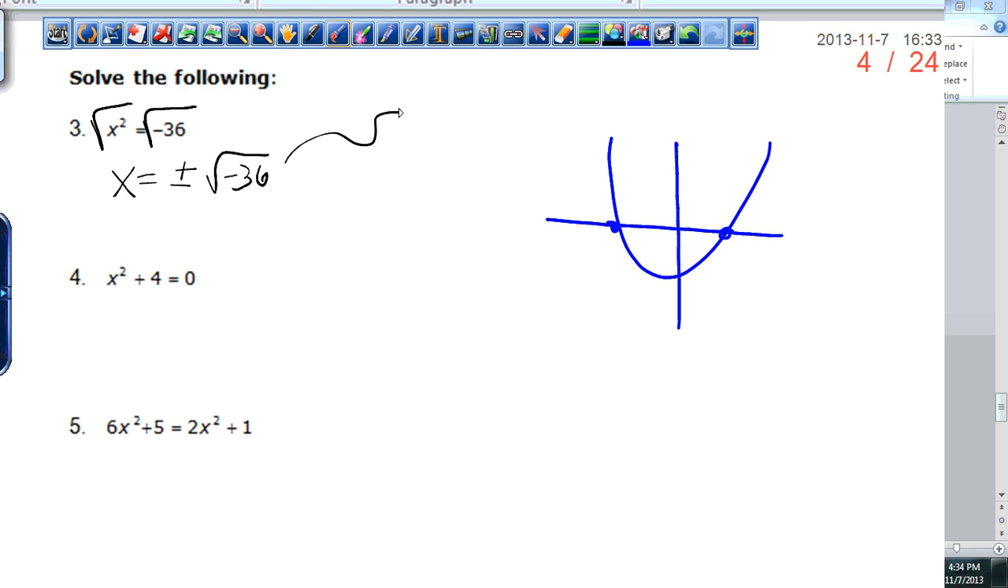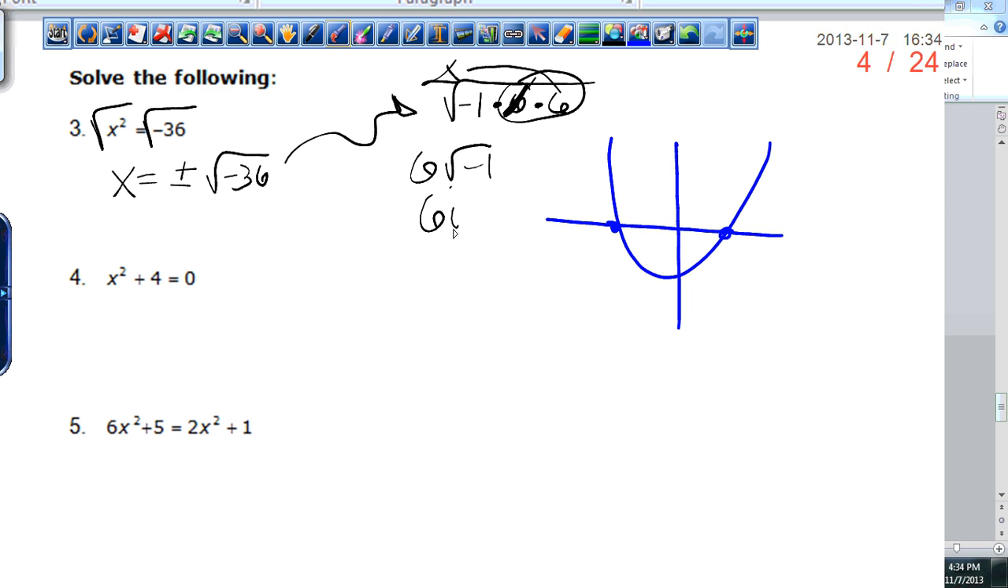Let's go over here and talk about what the square root of negative 36 is. Negative 36 is the same thing as negative 1 times 6 times 6. We talked about how if we have a pair of something, one's going to go away, and the other one's going to go on the outside. So then I have 6 times the square root of negative 1. Well, the square root of negative 1 is i, so I have 6i. Going back over here, my answer is plus or minus 6i.